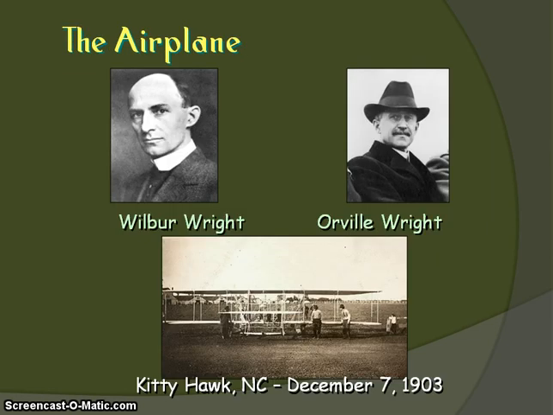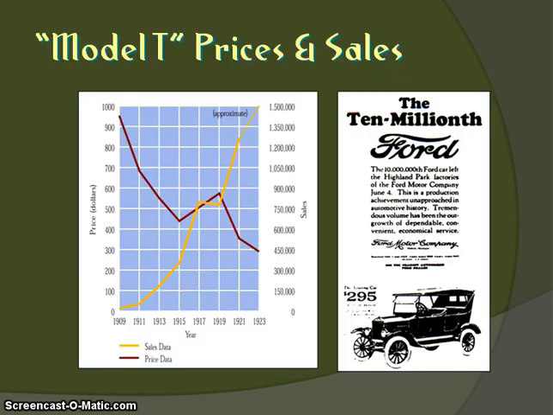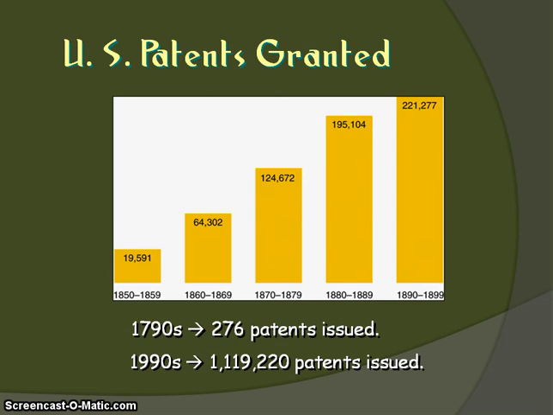Airplane, Wright brothers. The Model T, Henry Ford, will be talking a lot more about him in coming units. Lowered the cost, became more cost effective. So people would buy more, sell more product at a lower cost, still make a greater profit because you still sell quite a bit more than you would have keeping it more expensive. More patents, more inventions.